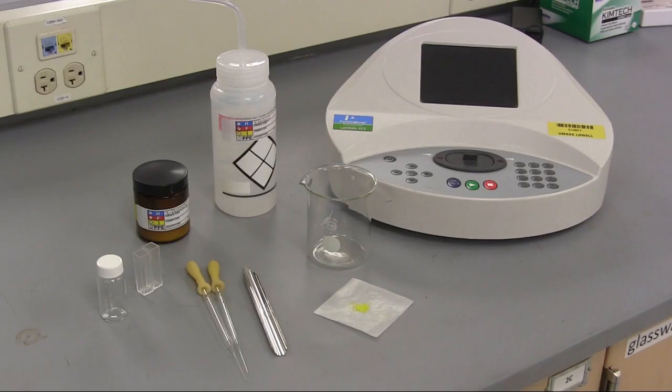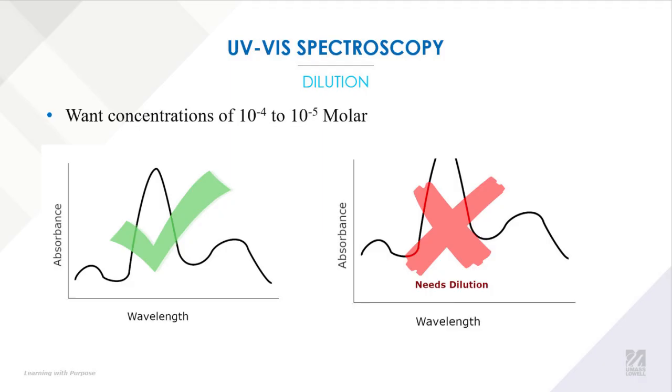Materials for this lab will include a scintillation vial, cuvettes, pipettes, a spatula, solvent, a beaker, the UV-Vis spectrometer, and your sample. The UV-Vis spectrometer is very sensitive to small concentrations, so be careful, as undiluted samples with too high a concentration will have absorbance peaks that will go out of the scale of measurement.